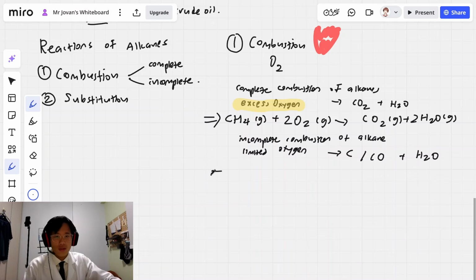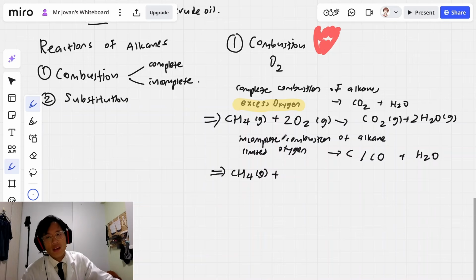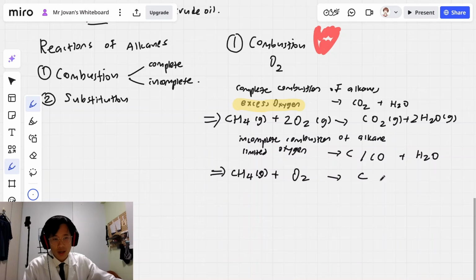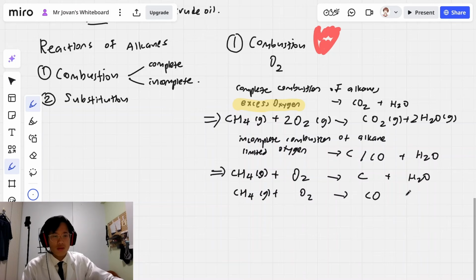I'm going to write the potential formulas. Similarly, we'll use methane. It exists as a gas at room temperature. You can just remember that methane is a gas. If it's other types of alkanes involved in the reaction, usually they will let you know the state of it, but just take note that methane is a gas. So what happens if I react with O2? The first one that shows as incomplete is I get carbon, and also water. The second one is also with O2, but this time I get CO plus also H2O.